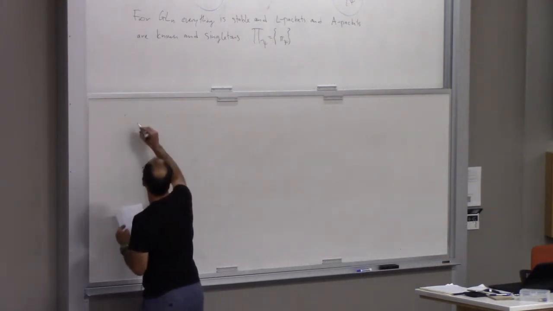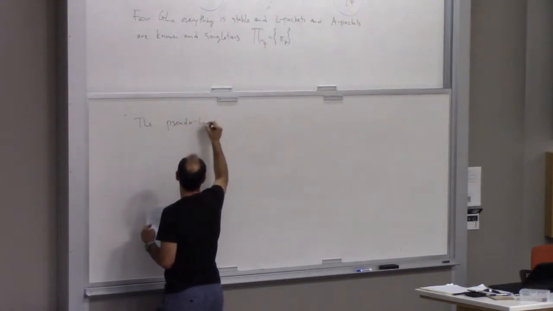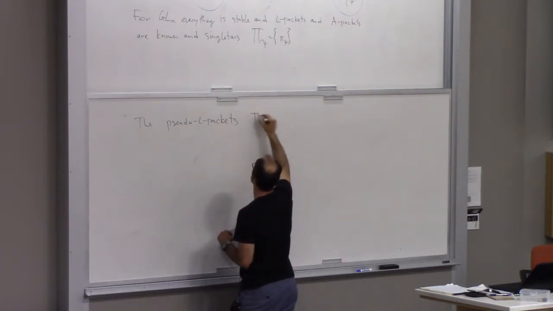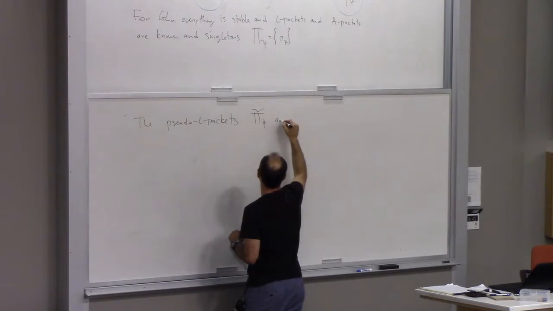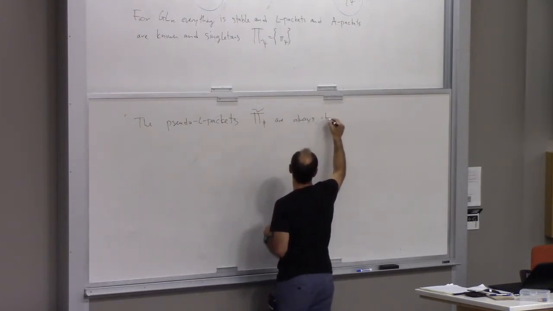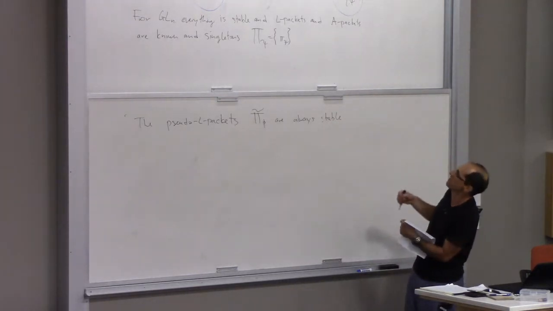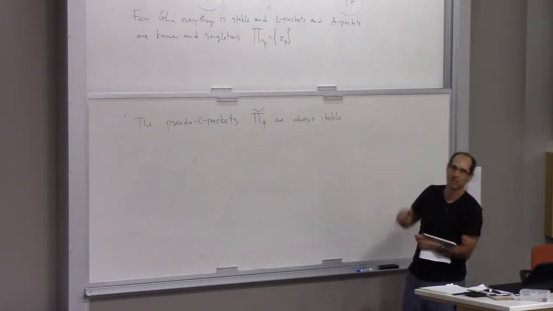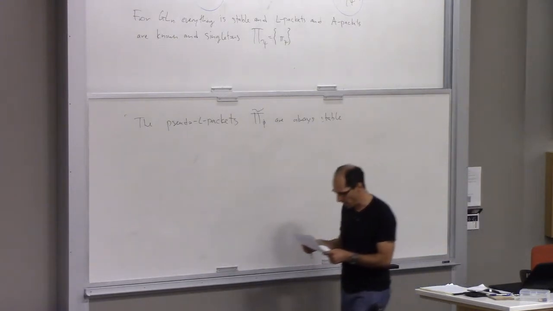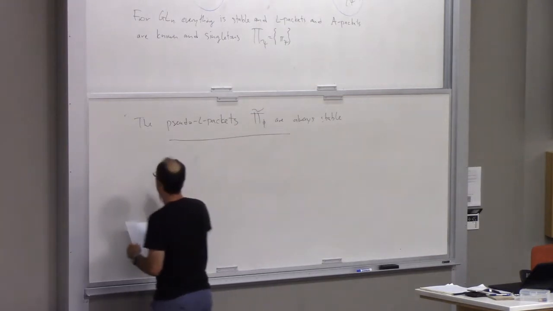And one more nice thing, and this is crucial for what follows, is that the pseudo-L-packets, which look like this, are always stable. In the sense that if you take the sum of the characters of representations, as I did earlier for the tempered ones, that sum is stable for any G. Okay, so I have to talk about twisted characters.